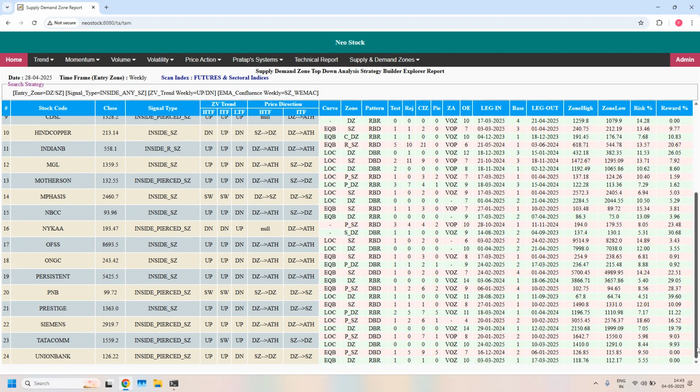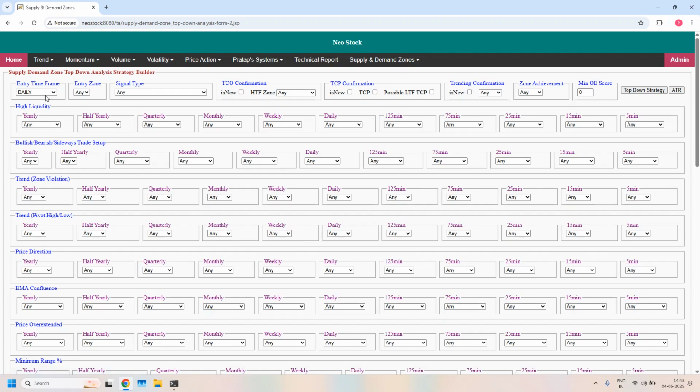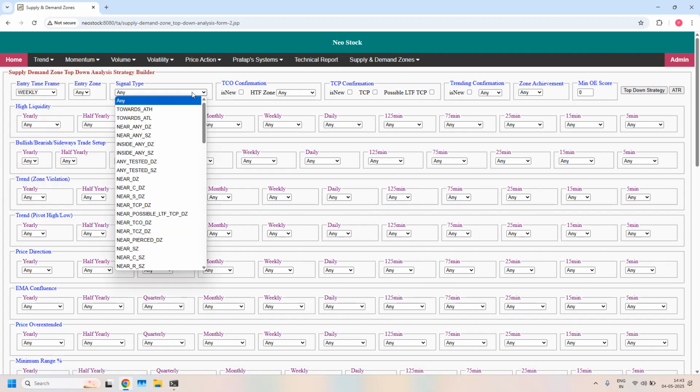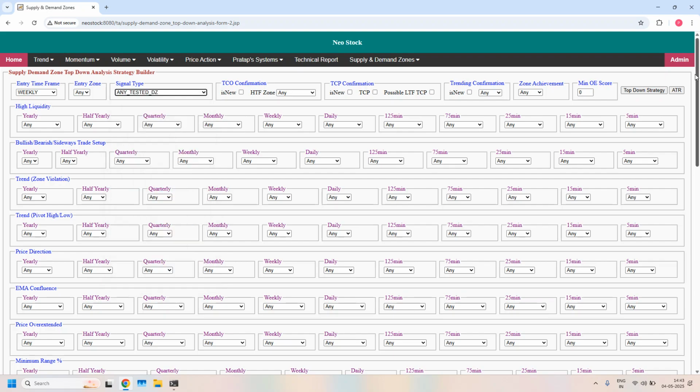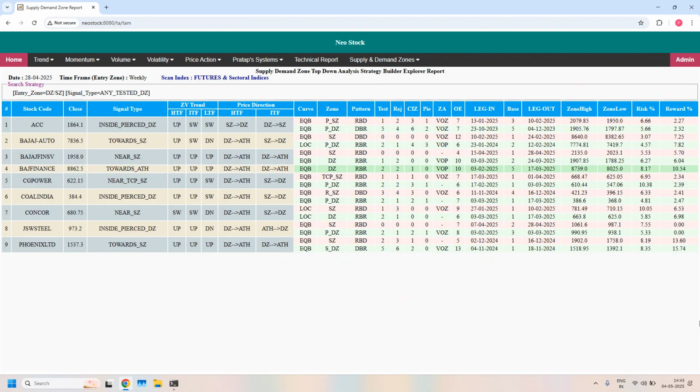Okay, this is about weekly time frame, but today is the end of the week. I am going to generate a few additional weekly reports. So weekly time frame. First let us find the tested demand zones, weekly demand zones this week. The stocks having tested demand zones. So these 9 stocks having the weekly demand zones are tested during this week.